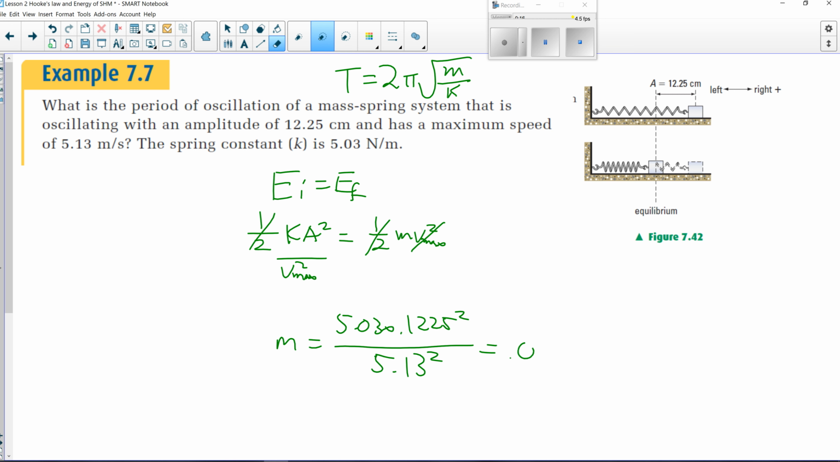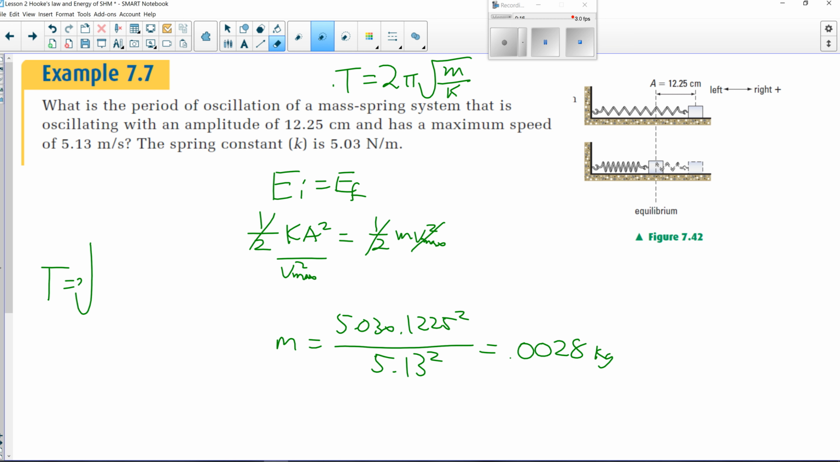It's like 0.0028, okay, kilograms. So it's just a little less than 3 grams. It's very small. Now that I've got that, now I can go up to this formula. All I have to do is plug in the numbers because now I have both m and k.